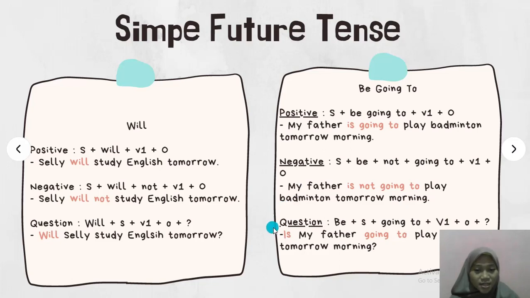And the last one is about the question sentence. The formulation is be, always in the front of the sentence when we want to make a question sentence. After be, we have subject and then going to, verb 1, object, and time signal. For example, is my father going to play badminton tomorrow morning? Is as a be, we put in front of the sentence and then subject, going to, verb 1, object, and time signal.